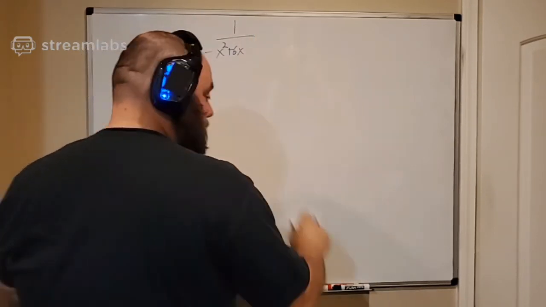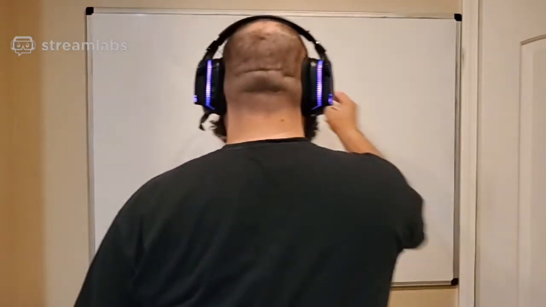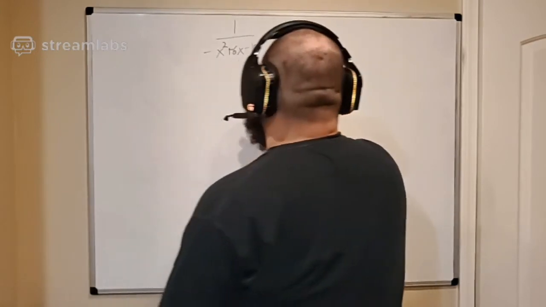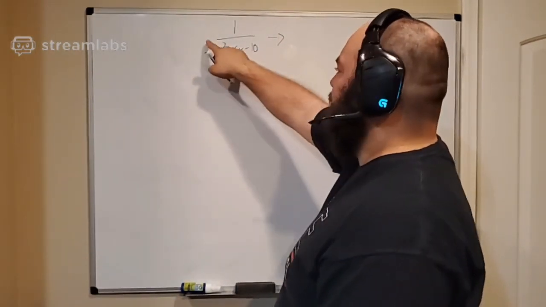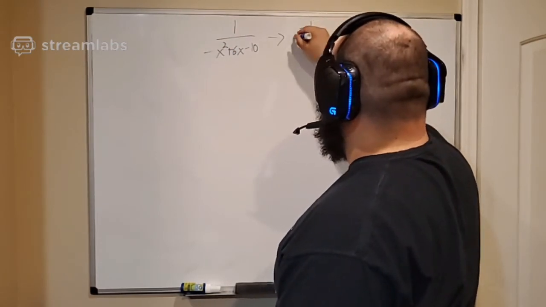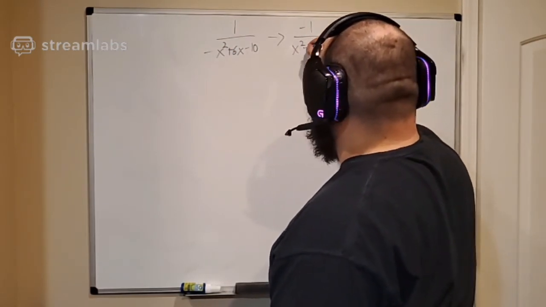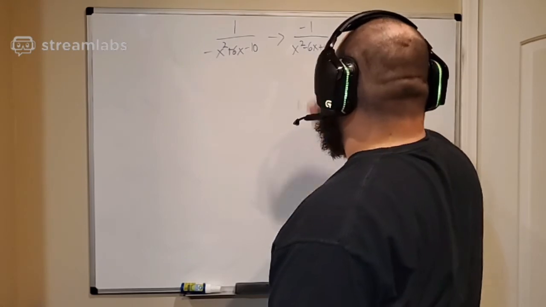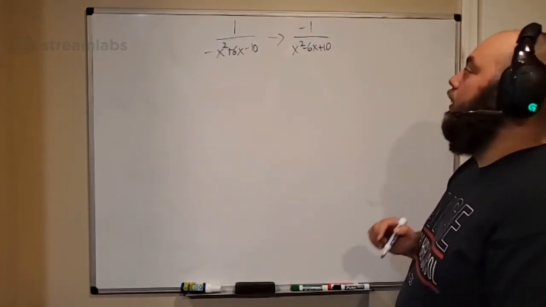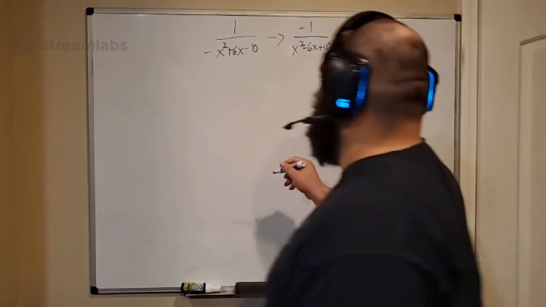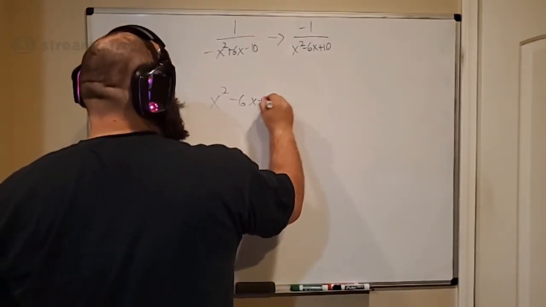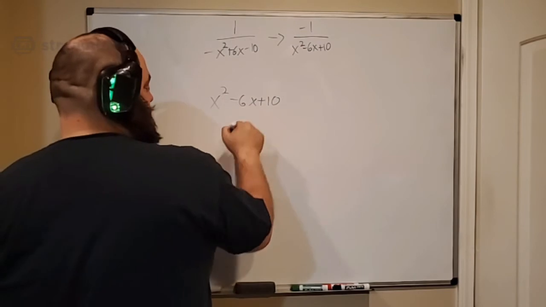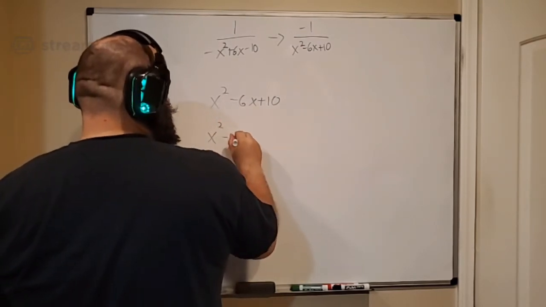So a couple of things to do here. The first thing is to factor out a negative out of the bottom. You either put it out front or up top. I always put it up top, so you get negative 1 over x squared minus 6x plus 10. So we're going to need to complete the square on the x squared minus 6x plus 10. In order to do that, we cut the 6 in half, square it, and we get plus 9. And then I subtract 9 at the end.